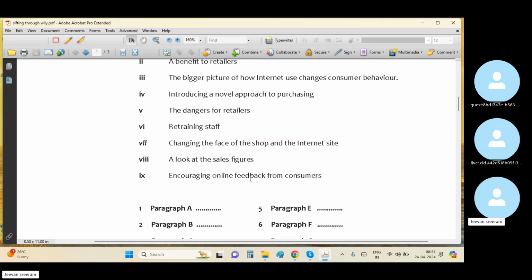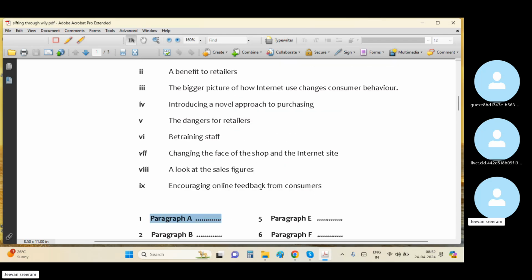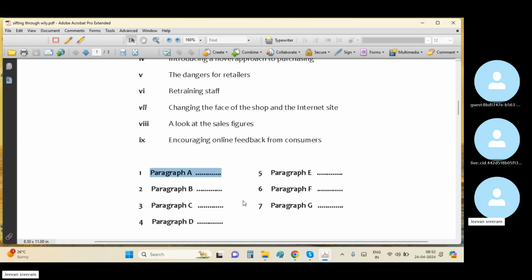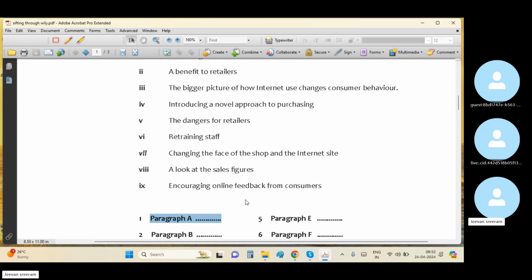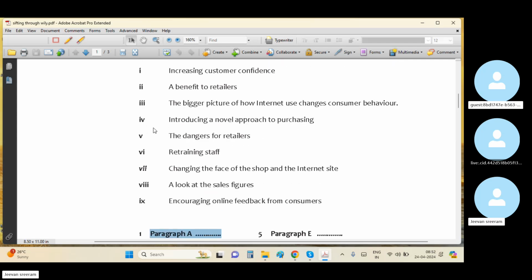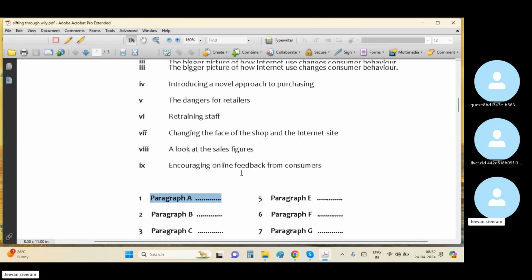So matching the headings, which means you should be able to match each of these paragraphs from A to G to correct headings. So all the paragraphs must be matched to correct headings. It doesn't mean all the paragraphs must be matched to all the headings. So it may give different sense, right? So each paragraph can get only one heading from the options given 1 to 9 here. Okay, each paragraph can get only one heading, right?